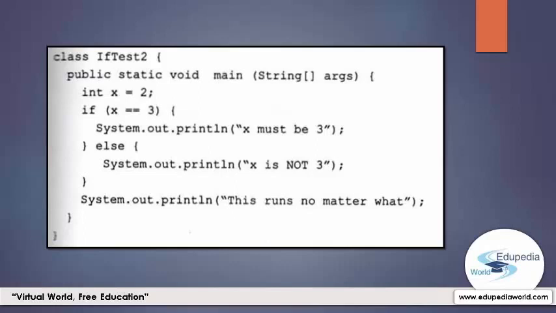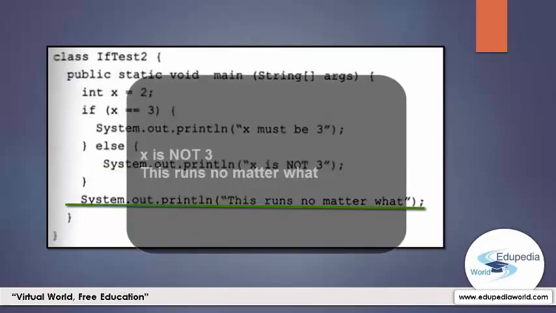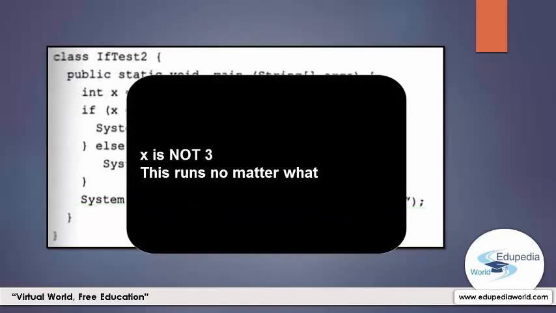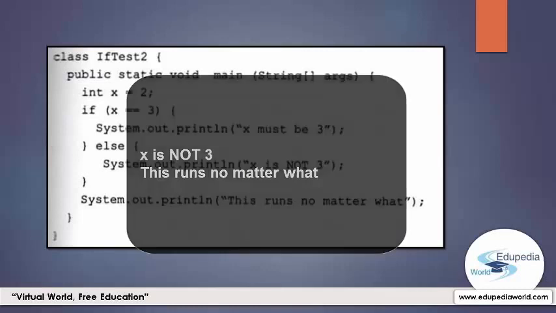As this if statement contains an else part, right now we cannot go outside of the if statement. We have to first go inside of this else part. Inside the else block, it contains a println statement, "x is not 3". And now we can go outside of the if statement. Outside of the if statement, there is a println statement. This runs no matter what. So in the final output, we get "x is not 3", and "this runs no matter what".